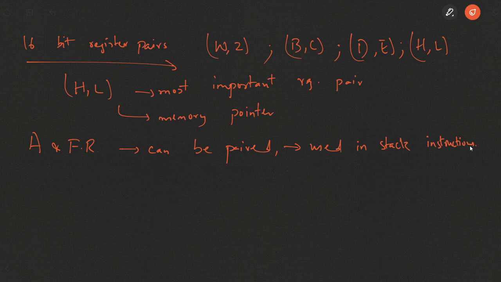So the accumulator and the flag register can be paired up and used in stack instructions, and together they are known as the processor status word, PSW. This 16-bit register pair that will be generated has the accumulator forming the most significant bits and the flag register forming the least significant bits.